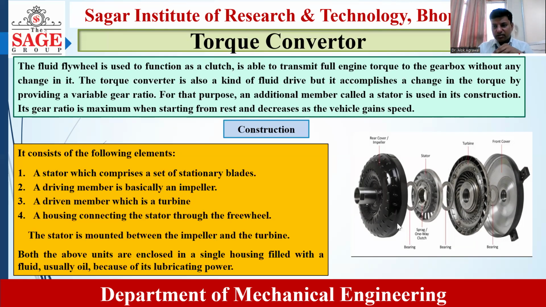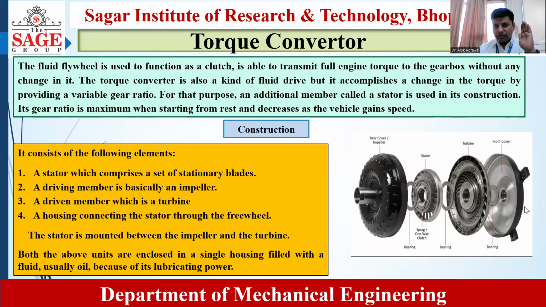You can see in this figure that first there is an impeller, which is followed by a stator. In between them, there is a bearing. After the stator, there is a turbine, which is the driven member, and finally the front cover of the torque converter. This is the back cover or rear cover in which the impeller is mounted, and this is the front cover. In between these two, the main components of the torque converter are held, that is impeller, stator, and turbine. And when this complete housing gets closed, it is filled with oil. This is the simple construction of the torque converter.